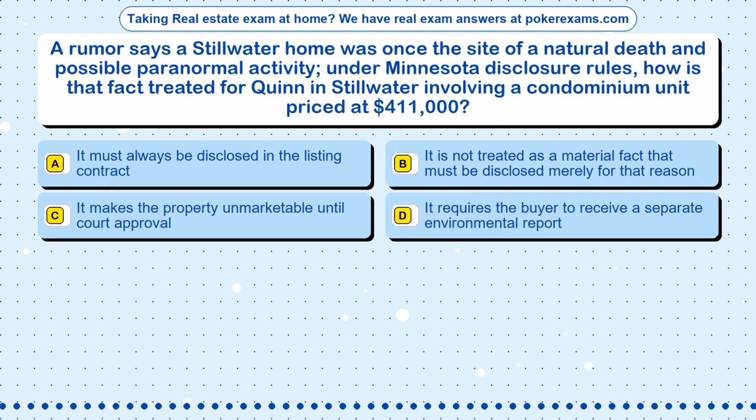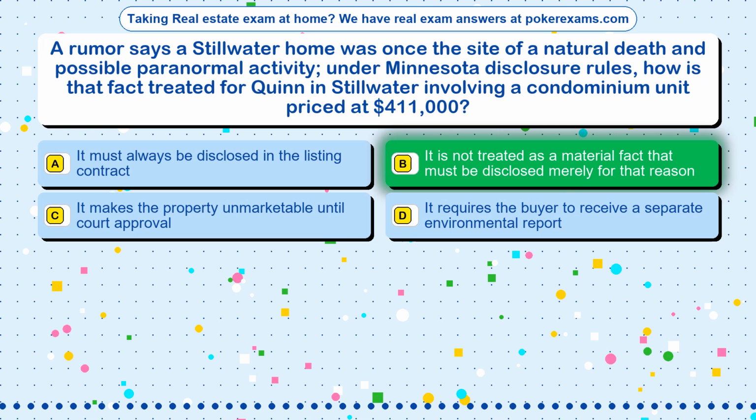Question 70. A rumor says a Stillwater home was once the site of a natural death and possible paranormal activity. Under Minnesota disclosure rules, how is that fact treated for Quinn in Stillwater involving a condominium unit priced at $411,000? Option A. It must always be disclosed in the listing contract. Option B. It is not treated as a material fact that must be disclosed merely for that reason. Option C. It makes the property unmarketable until court approval. Option D. It requires the buyer to receive a separate environmental report.